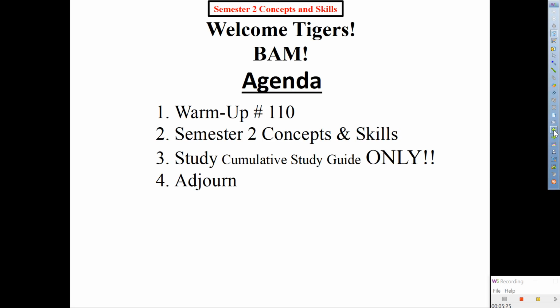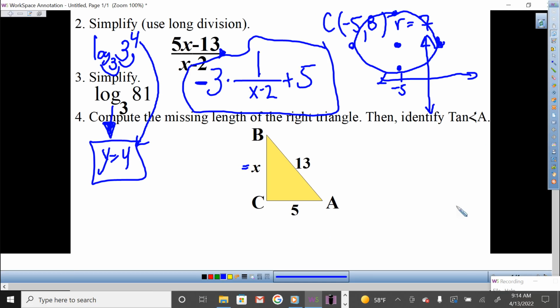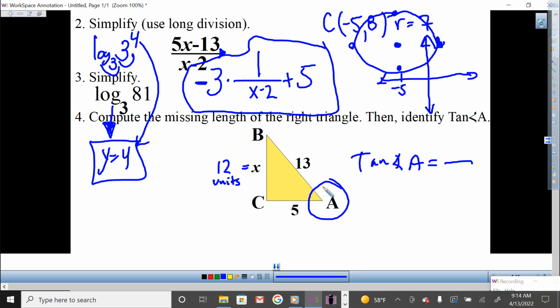All right, so going back to the warm-up. Who had number 4? X equals 12. Hands up if you got that. Close. Units. All right, so with that said, tangent of angle A. So angle A is right there. 12 over 5. And it was opposite over adjacent. Opposite over adjacent. That is correct.